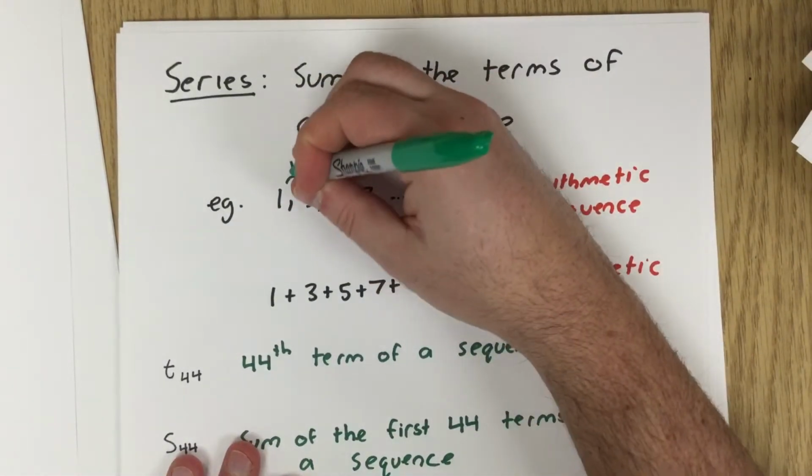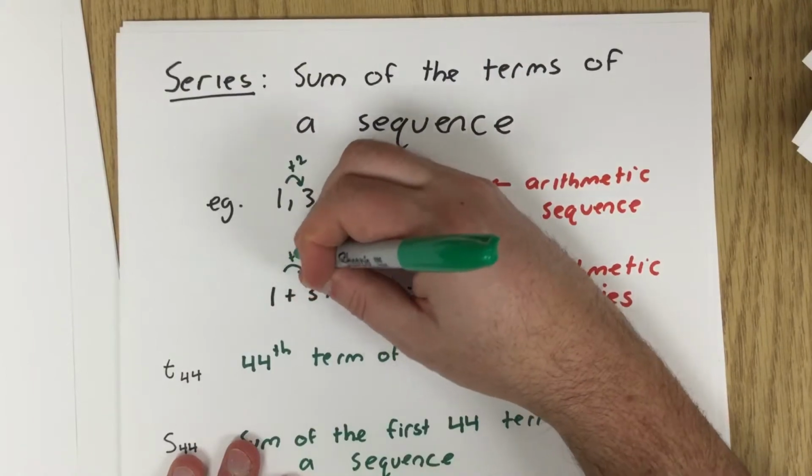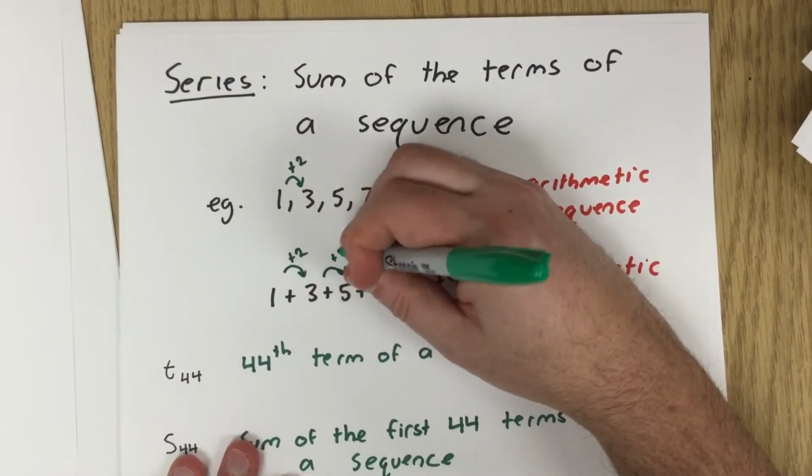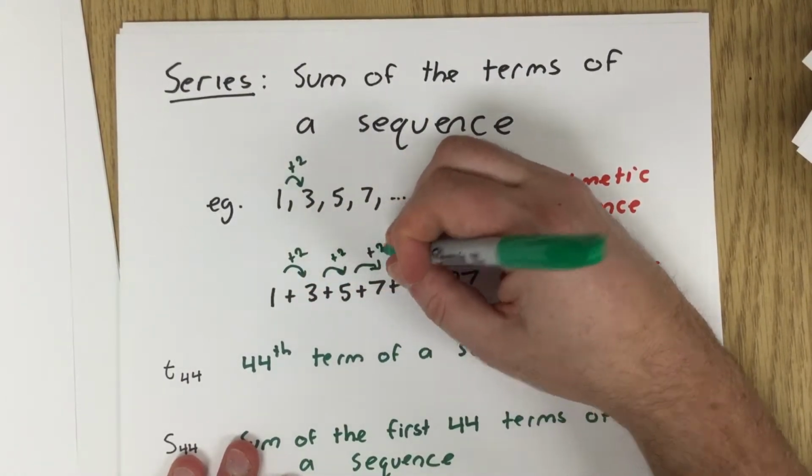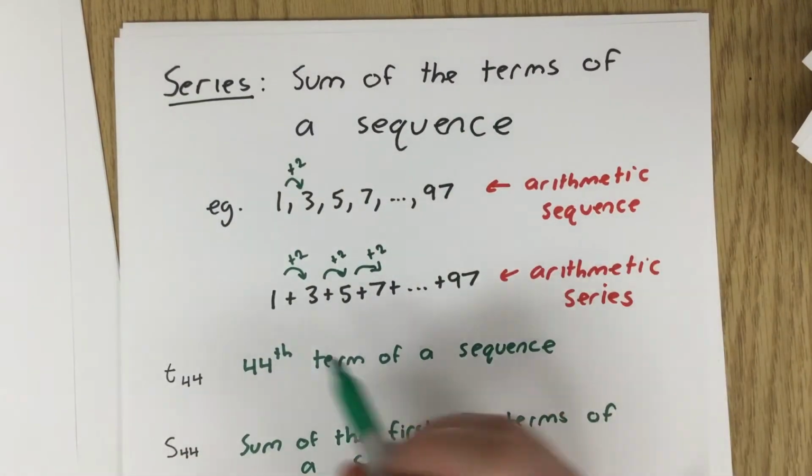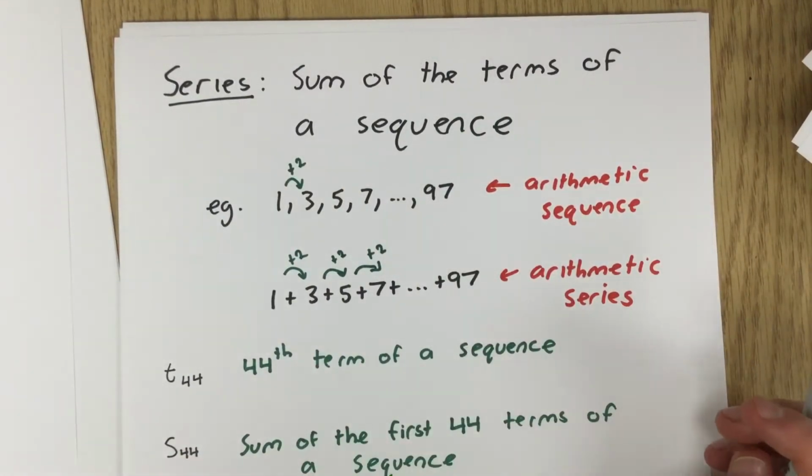What makes it arithmetic, of course, is that there's a constant difference. These are going up by 2. The numbers are increasing by a constant amount. That's what makes it arithmetic. The fact that we're adding makes it a series.